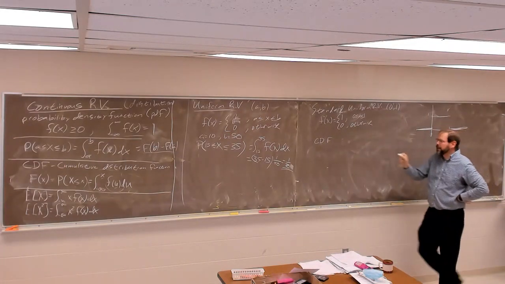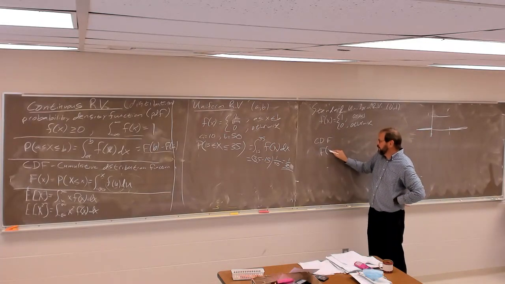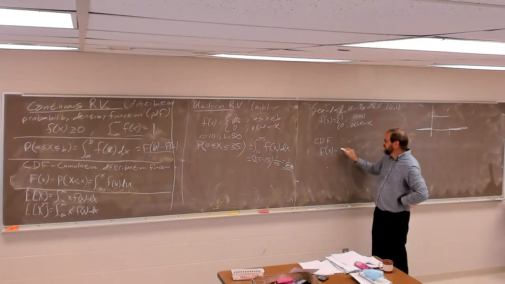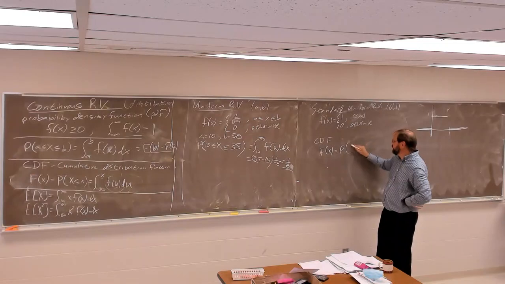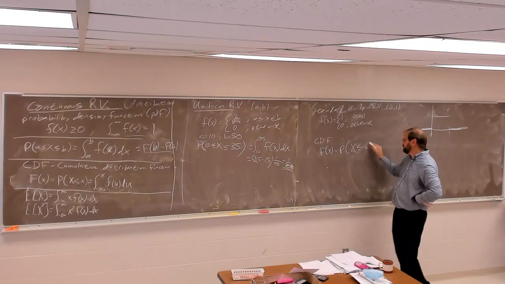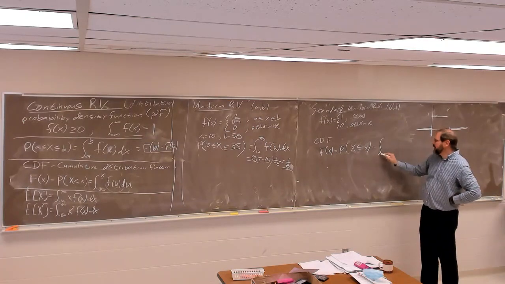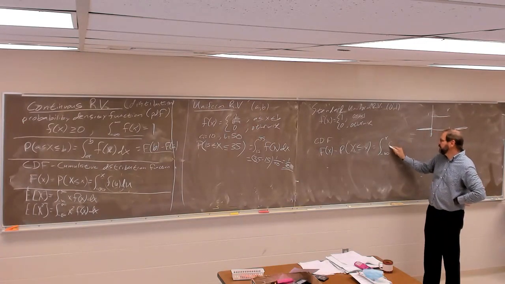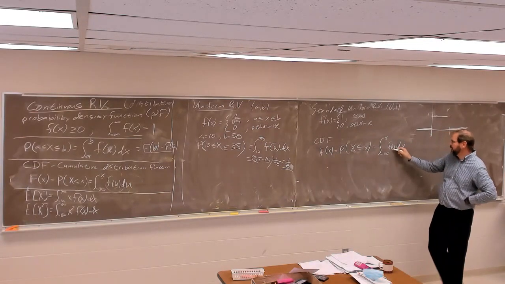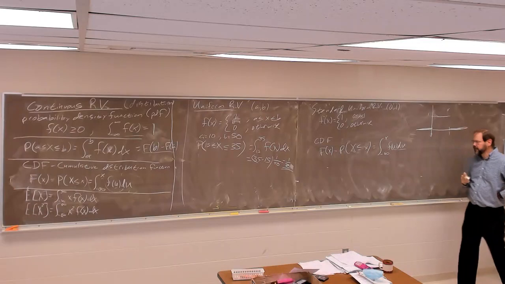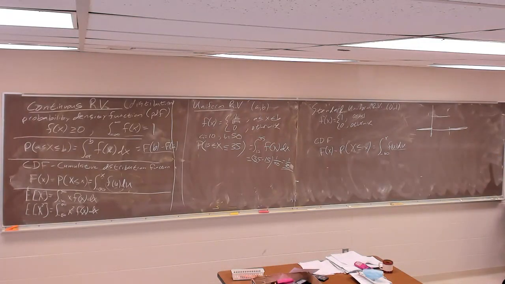Remember, that is capital F of x, the probability that my random variable X is less than or equal to some value. That's the definite integral from negative infinity up to x of f of u du. Again, it's bad form to use the same letter here and here, so we'll be a little bit careful with that.